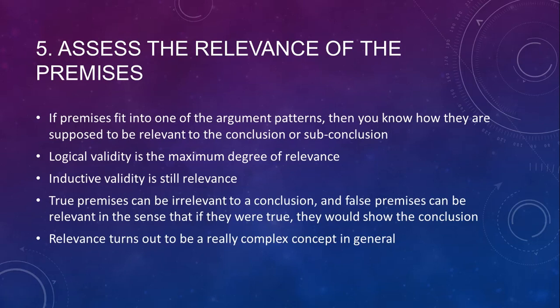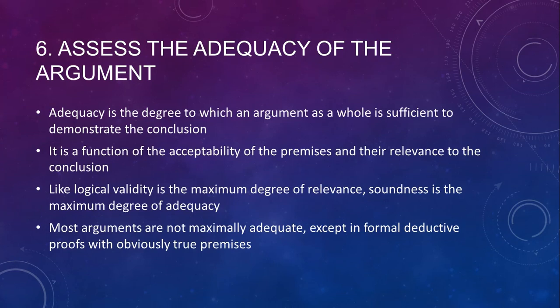So, okay, and finally, you assess the adequacy of the argument. Adequacy is the degree to which an argument as a whole is sufficient to demonstrate its conclusion. It's a function of the acceptability of the premises and the relevance to the conclusion, right? So once you know how acceptable the premises are and how relevant they are, you just compute from that how adequate the argument as a whole is.